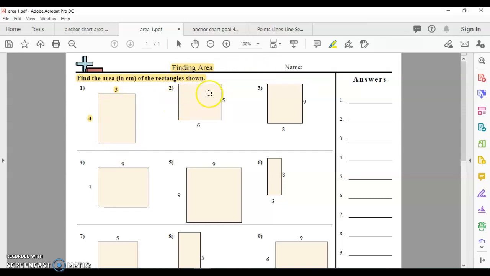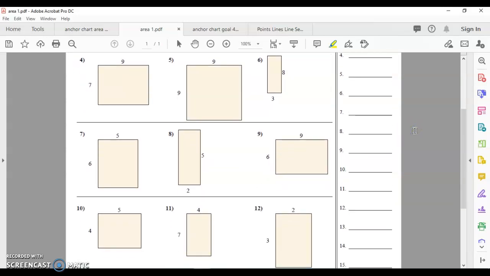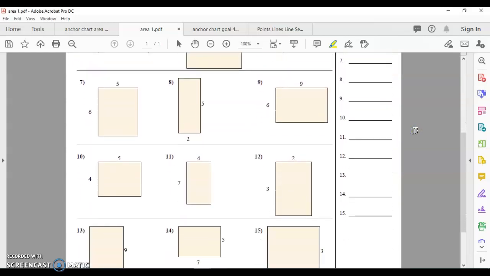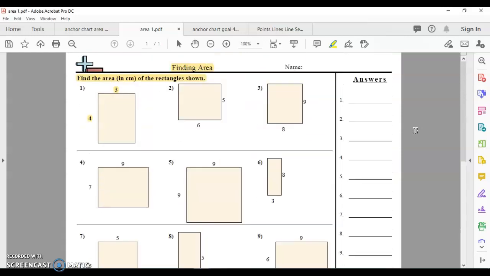So now you can work on 2 through 15. This is going to be your assignment for today, and we're only focusing on area, finding the area. Remember to show your work and use your formula.